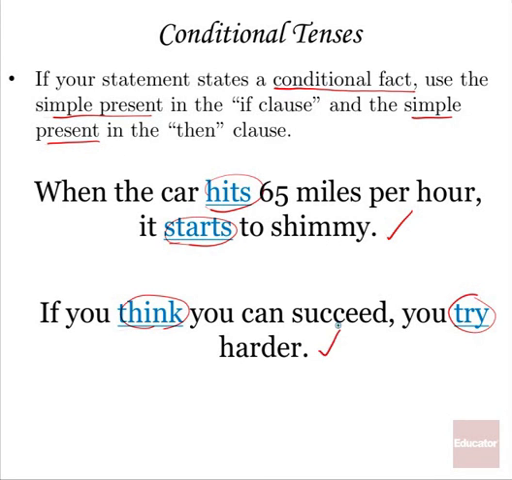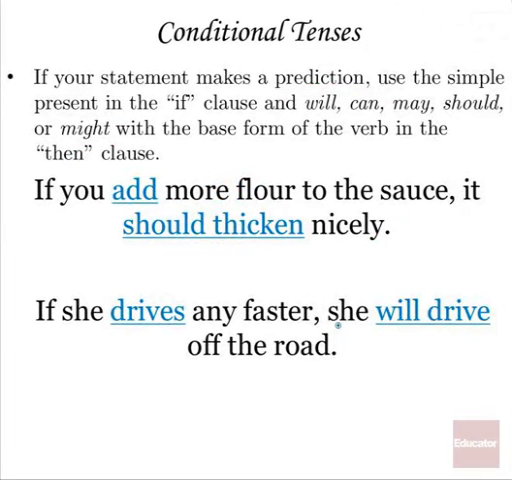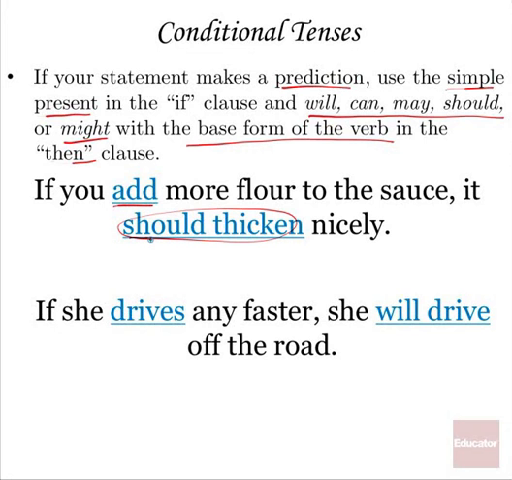Conditional fact. Now, if your statement makes a prediction, use the simple present in the if clause and will, can, may, should, or might with the base form of the verb in the then clause. If you add more flour to the sauce, it should thicken nicely. We're making a prediction. You add more flour, then it should thicken up. If she drives any faster, she will drive off the road. Again, making a prediction. You don't know for certain it's going to happen, but it's probable.